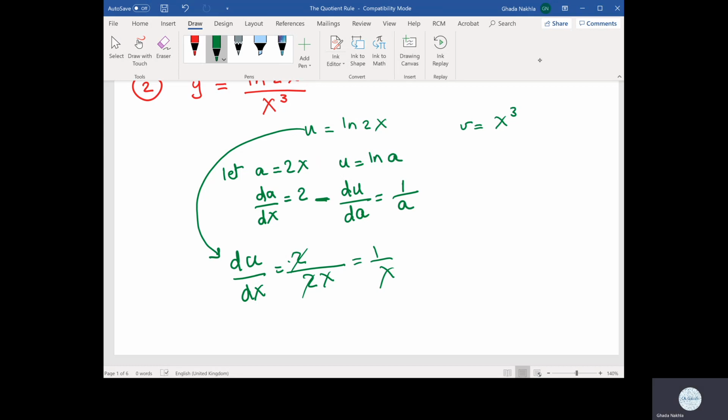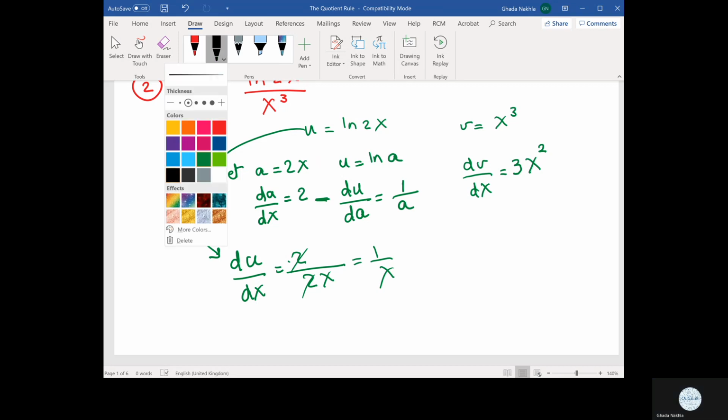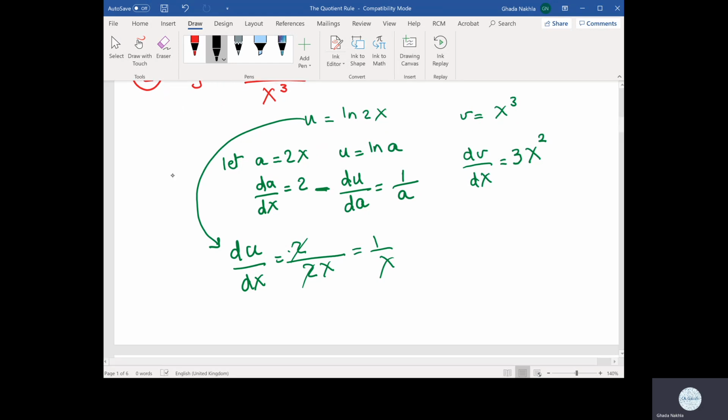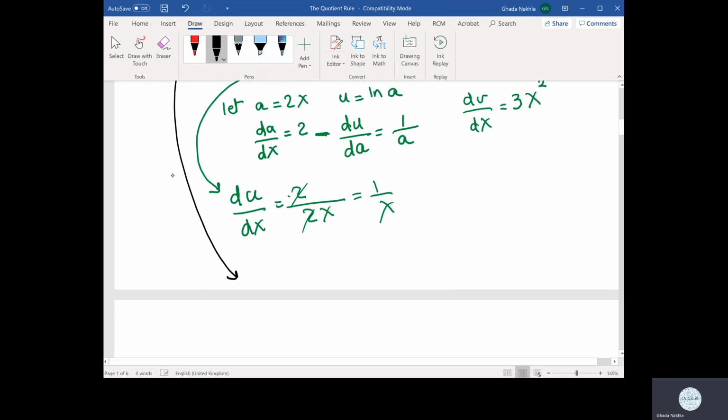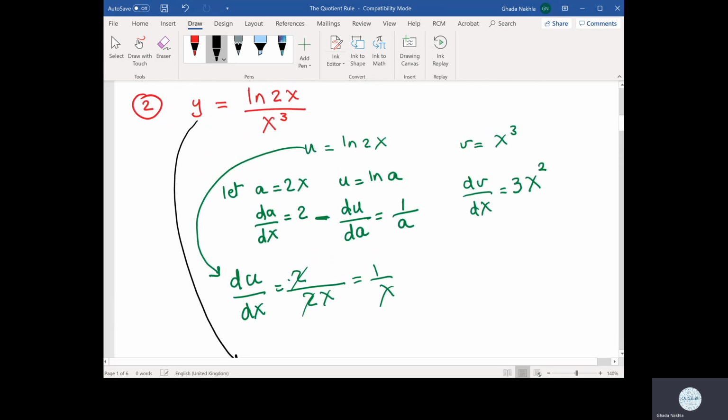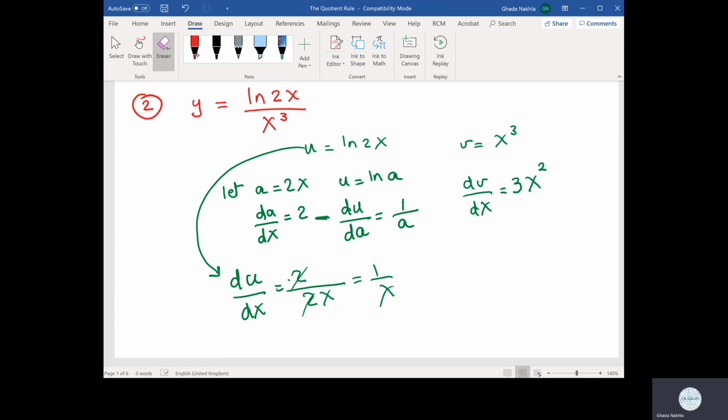Now let's differentiate the other one. So I'm finding dv by dx. And in this case, you drop the power, which is the 3, and then x, and then you decrease the 3 by 1, and it becomes a 2. So I have to apply the quotient rule. So from here, my quotient rule, let me try and squeeze it within the same page.